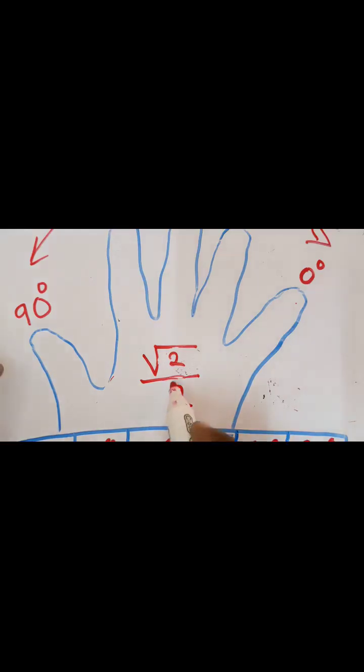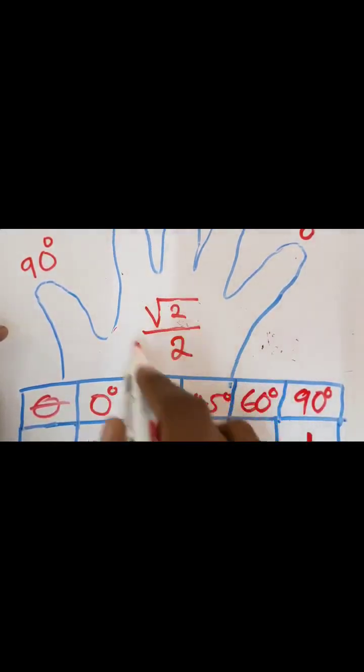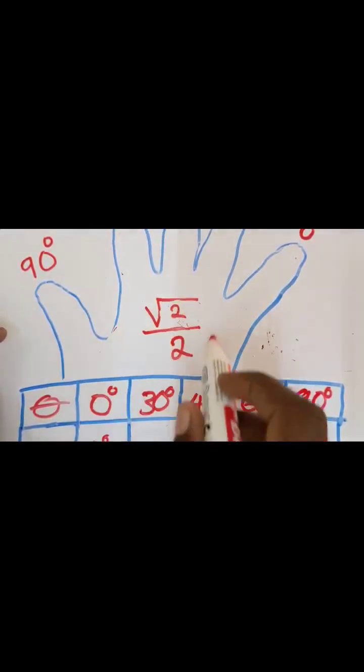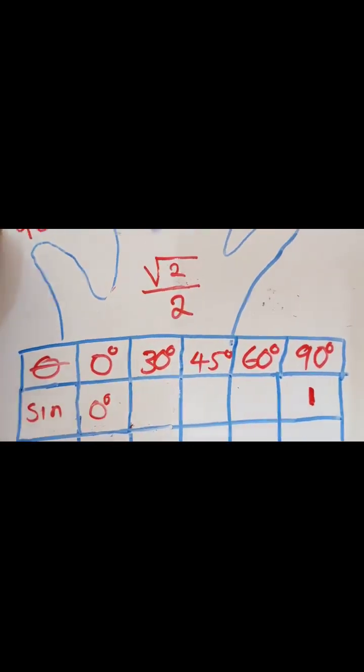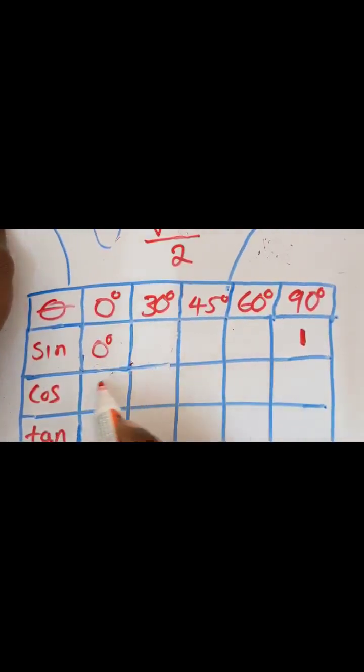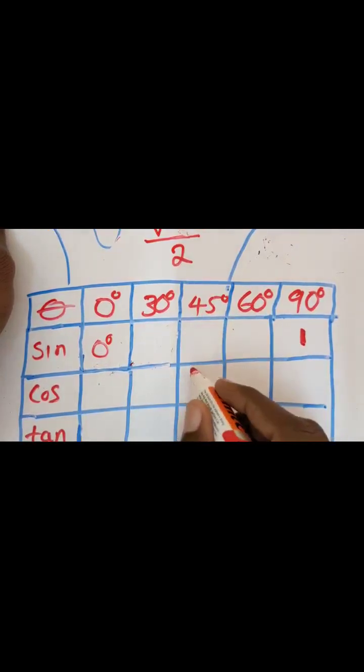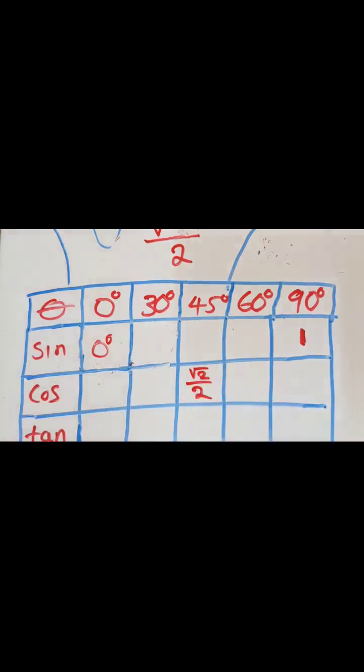So that means the cos 45 is just the same answer. So you put cos 45 here. Cos 45, it's right here. Cos 45, it's what? Root of 2 over 2.